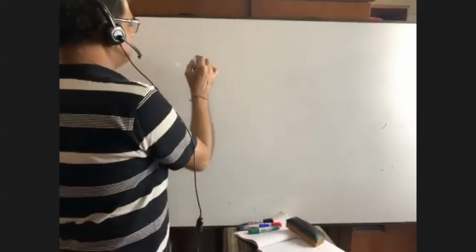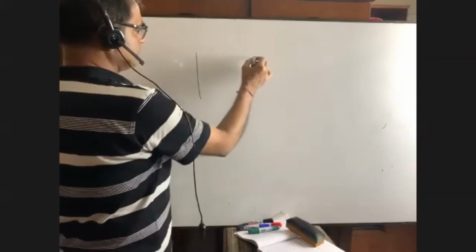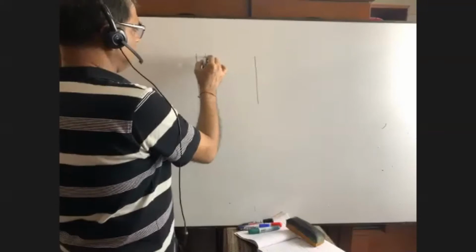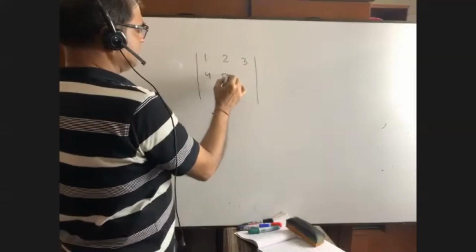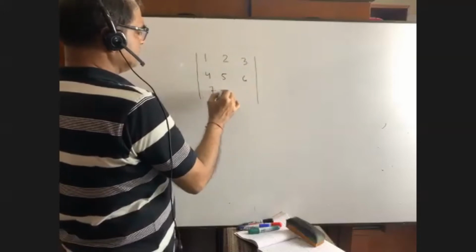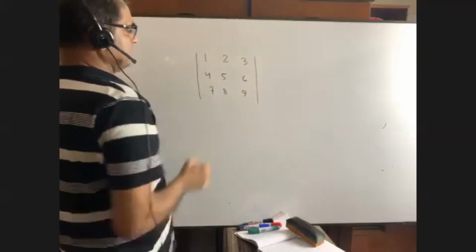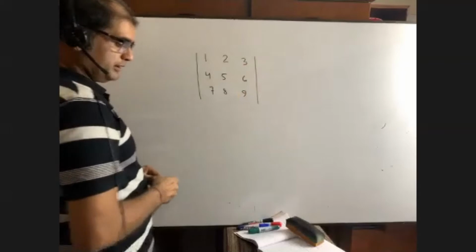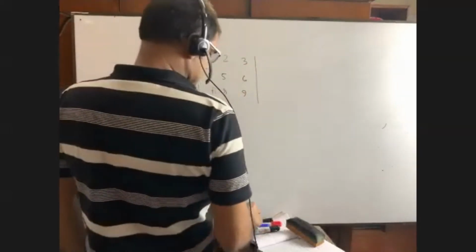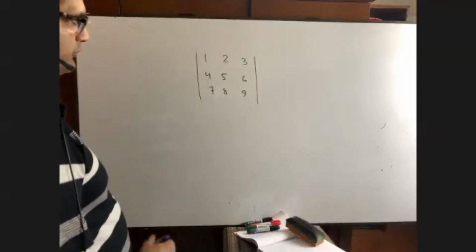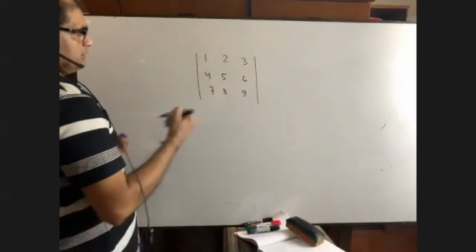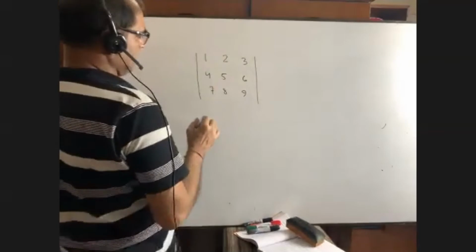Open like this, only this, in this way. Suppose 1, 2, 3, 4, 5, 6, 7, 8, 9. In this way, it is to be given. Okay. Now, actually, what is this? You have to know at first. At first, we try to give sign here.